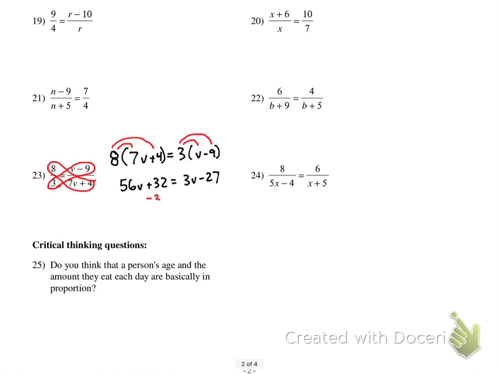Subtract 32. Let's do that. And it does not matter if we move the numbers to the left or the right, but we do need to separate the numbers and the variables. All right, so I have 56v left over equals 3v minus what? 59.